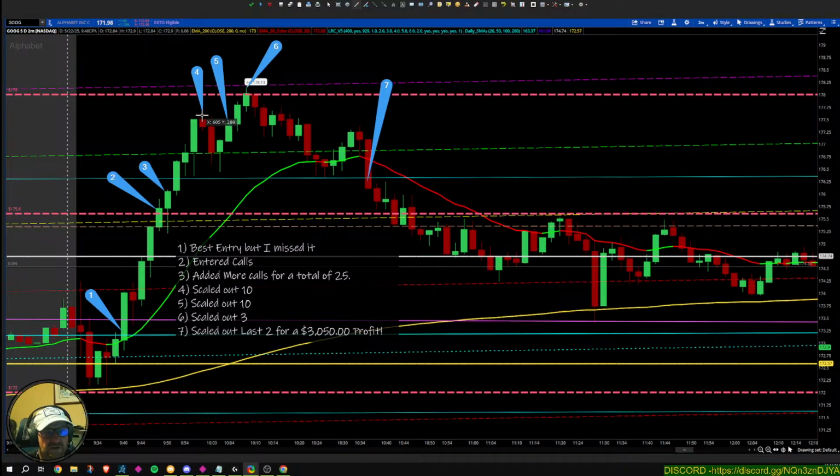I held it until here. I scaled out 10. I got this little drop, another push back up. It just didn't look like the price action was going very far, so I took 10 more just to be safe. I just wanted to lock in profit because the last few days, I'm not going to lie, they've been tough to trade for me. The chop has been quite challenging.